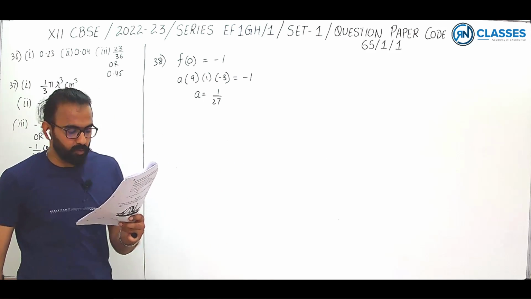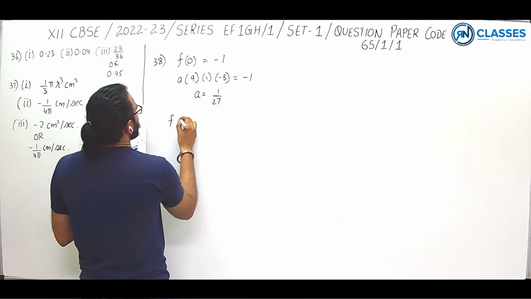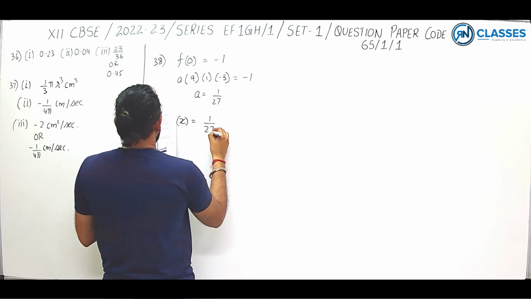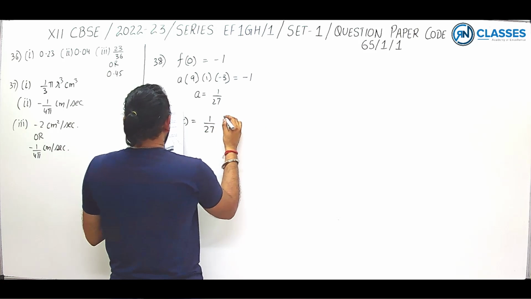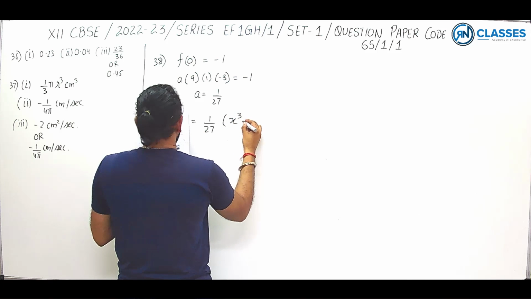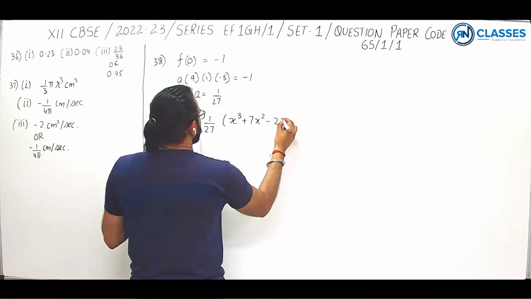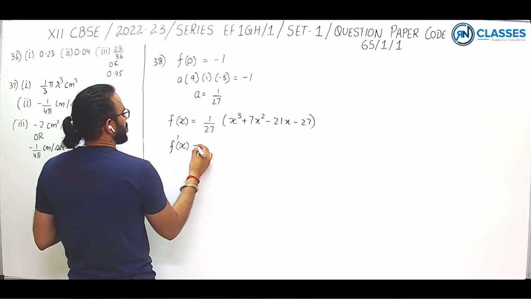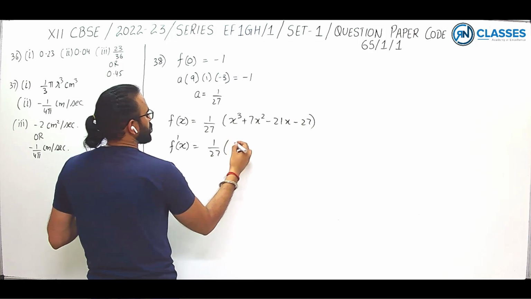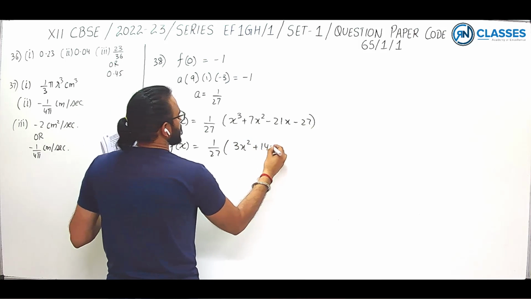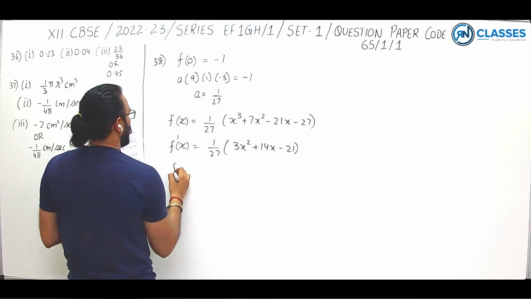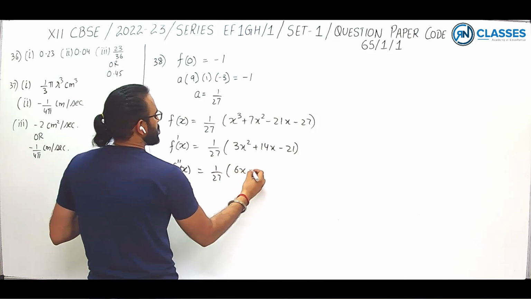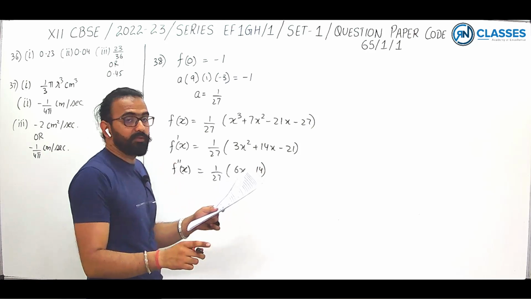Now in the second part, we have to find f double dash x at x equals 1. So first of all we will simplify the function f of x. As soon as I open all the brackets, finally we will get the answer, substituting the value of a, and the polynomial turns out to be x cube plus 7x square minus 21x minus 27. Now I can easily differentiate this with respect to x. f dash x turns out to be 1/27 into 3x square plus 14x minus 21. Differentiating once more, f double dash x turns out to be 1/27 into 6x plus 14.